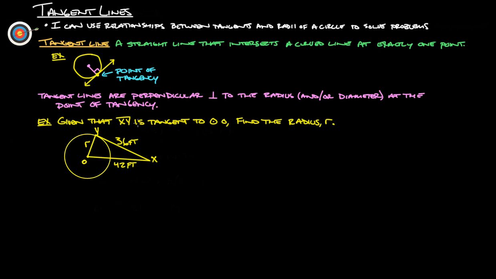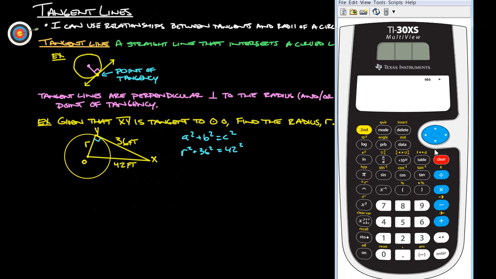Okay, so with that, given that XY is tangent to circle O, find the radius r. Important thing to note is that we know that this here has to be a right angle because of what we just learned above. So what we're trying to figure out is this r here. We've got a right triangle, so we can simply do a squared plus b squared equals c squared. Important part is the hypotenuse always has to be the c squared. So that's 42 squared, and then either one of these can be a, so let's do r squared plus 36 squared equals 42 squared. And now we just get our calculator out and away we go.